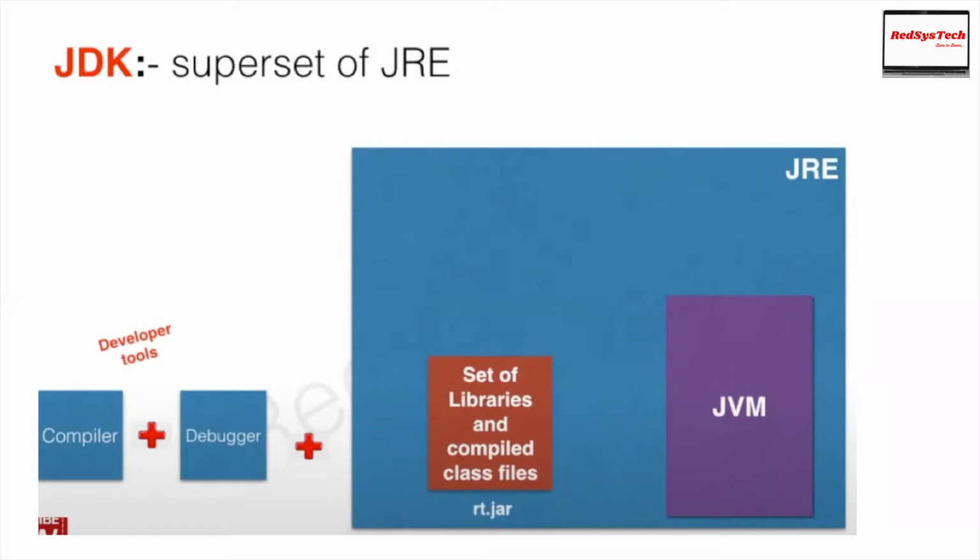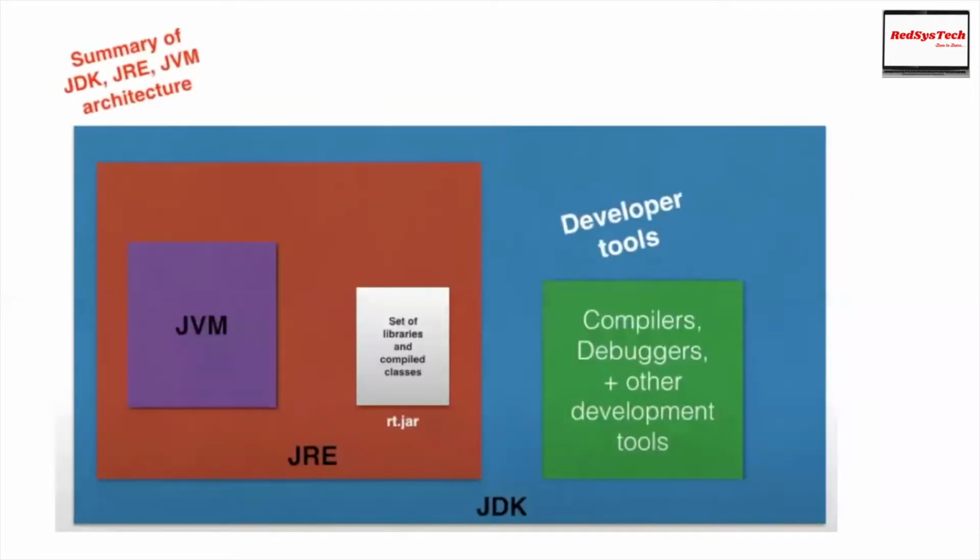Let's say if the user is there and they're trying to execute some program, they just need JRE, they don't need JDK. So JDK is a superset of JRE in which they will have developer tools like compiler and debugger, and along with that they will have a JRE, which is the part that is going to execute the JVM and other set of libraries. So in summary, JDK contains JRE, and along with that you will have developer tools, and JRE is basically the runtime environment which contains JVM and other set of libraries.